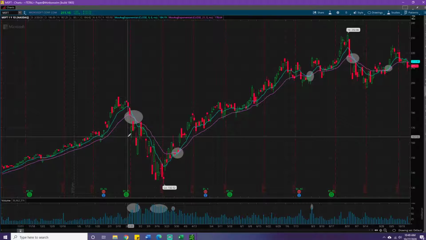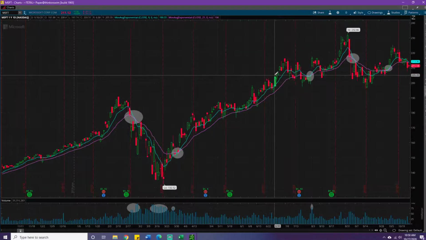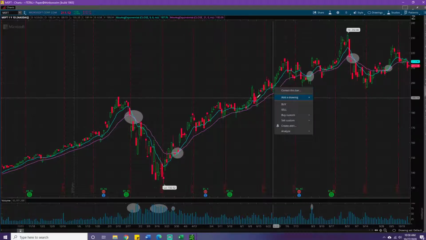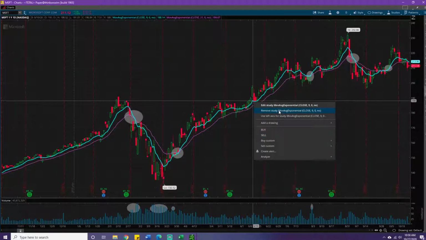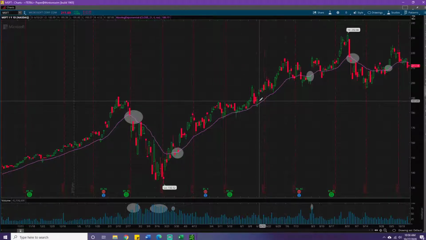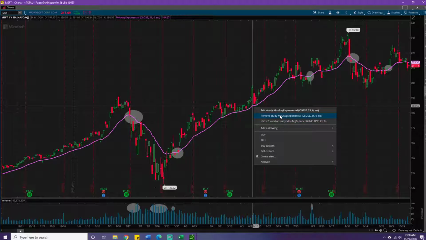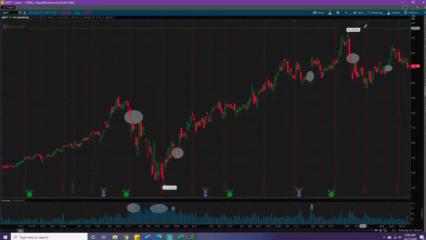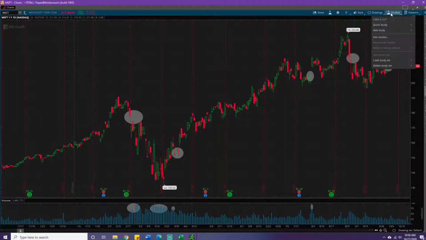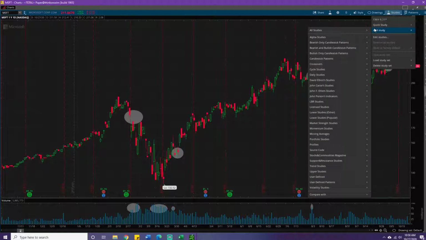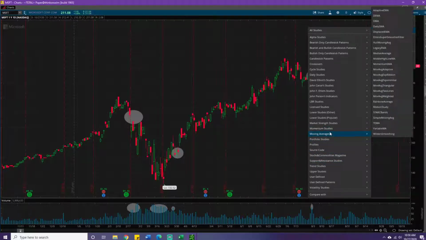How do you set these up on your Thinkorswim platform? Very easy. What you could do is, let me get rid of them first here. So we could do this from scratch. I'm going to remove these, and I'm going to remove the 21 EMA. So what you'll do is you'll go up here, go to Add Study, and scroll down all the way to Moving Averages.